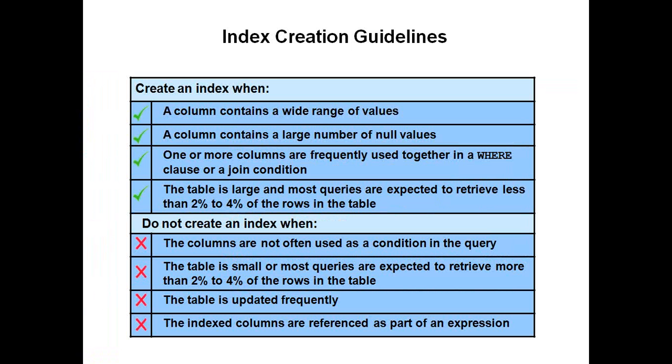So let us go back to this once again. Now let us see the scenarios when we should not create an index. Almost all the points are the reverse of the points we saw above. The first one says the columns which are not often used in the where condition, we should not create an index on. For example, if you very rarely use one particular column in the where condition, in that case you should not create an index.